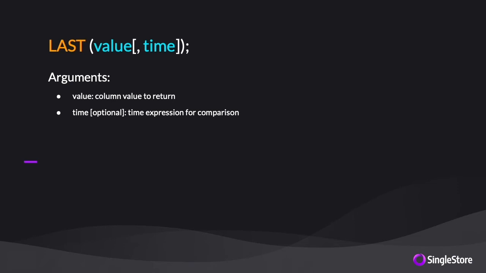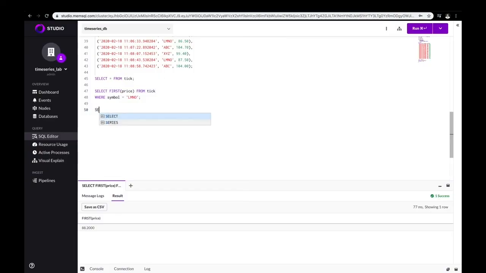The last function is the same as the first function, except that it returns, of course, the value associated with the maximum time. The time argument is optional as well, given that a series timestamp designation has been assigned to a column. Let's see what stock XYZ closed at for today. As we can see, stock XYZ closed at $99.40 today.